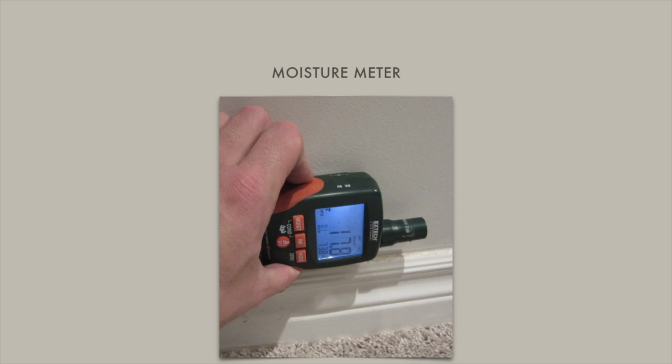A moisture meter should be used on all stains on the ceiling or walls to determine if the stain is caused by an active leak or if it may be an older leak that has been remedied.